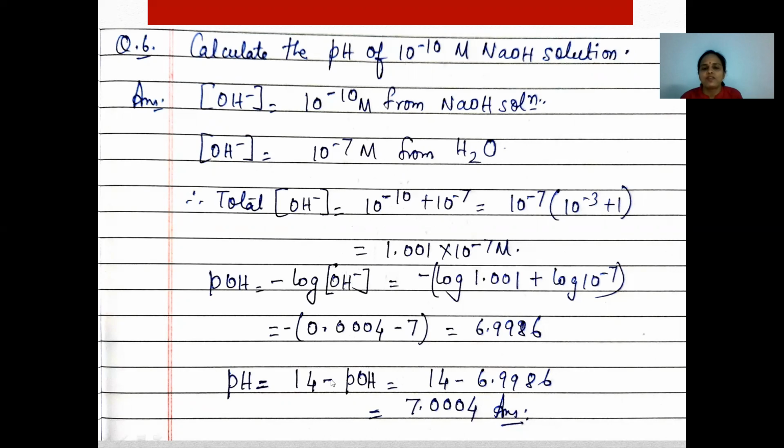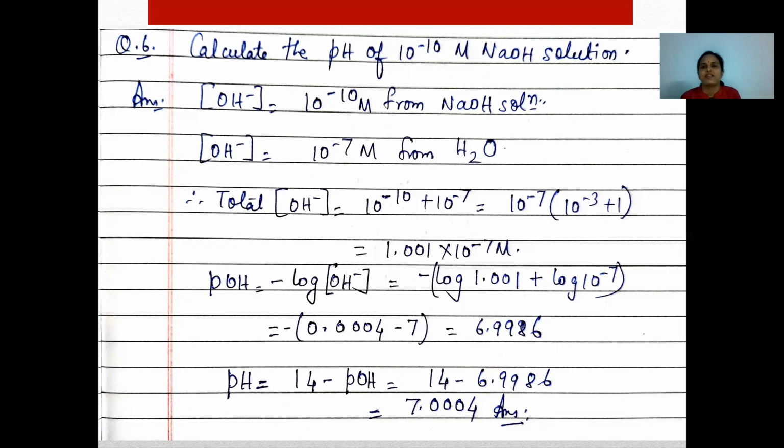So pH, I know the formula. pH plus pOH is equal to 14, or pH is equal to 14 minus pOH, which is equal to 14 minus 6.9986, and its pH value comes out to be 7.0004. So the pH of a basic solution should be greater than 7, and the pH of an acidic solution should always be less than 7.